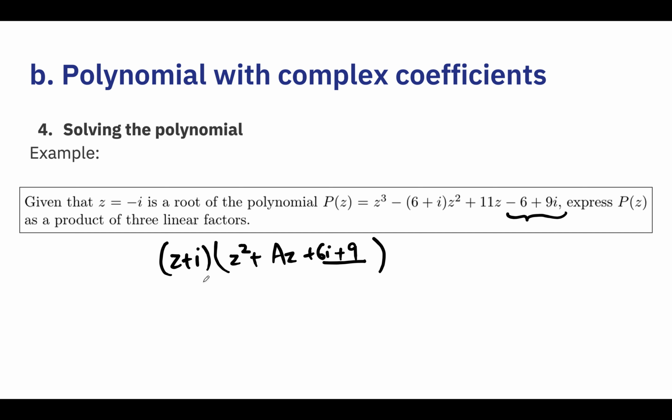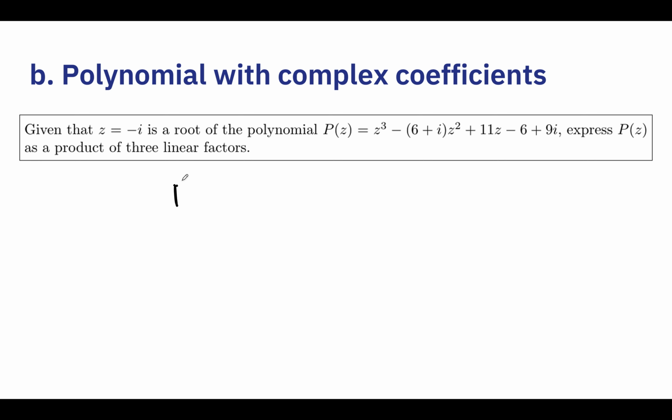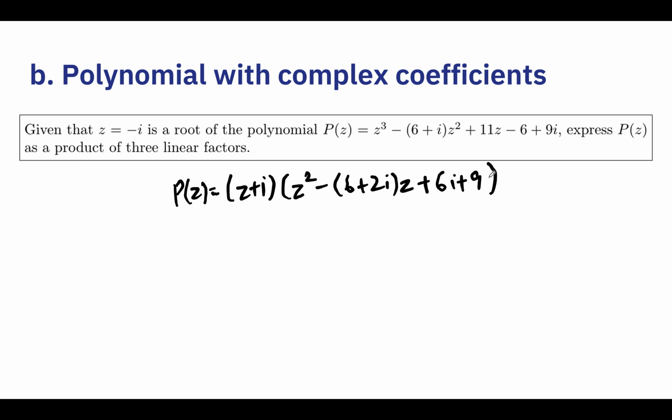And now we simply have to compare the coefficients of z². Here the coefficient of z² is a + i, and it equals −6 + i. So a is equal to −6 − 2i, so minus of (6 + 2i). So we can write p(z) as (z + i)(z² − (6 + 2i)z + 6i + 9). And now we have to equate this quadratic to 0 and solve for z.